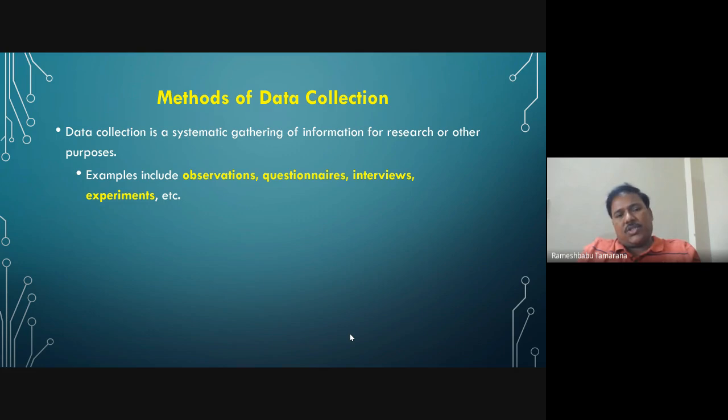Especially, what is data collection? Data collection is a very systematic gathering of information for either research purposes or any other purposes. Once there is a systematic gathering of the information, then you use that particular information. We have a number of data collection techniques such as observations, questionnaires, interviews, experiments, quasi experiments, surveys, right? We have several types of methods of data collection.